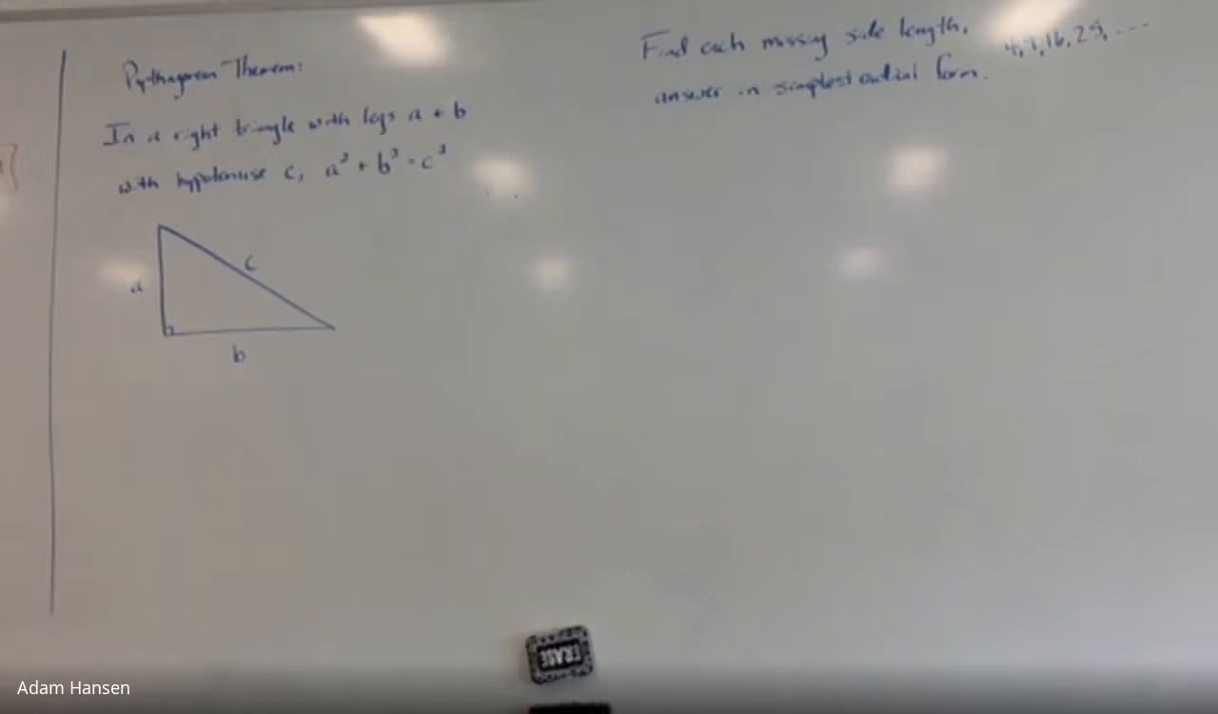The longest side in a right triangle, the side length opposite that 90-degree angle measure, has a specific name. What's that longest side in a right triangle called? It starts with an H. Hypotenuse. This is the hypotenuse.